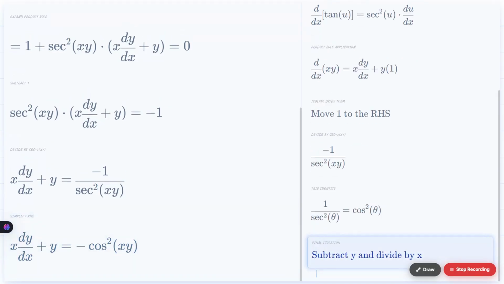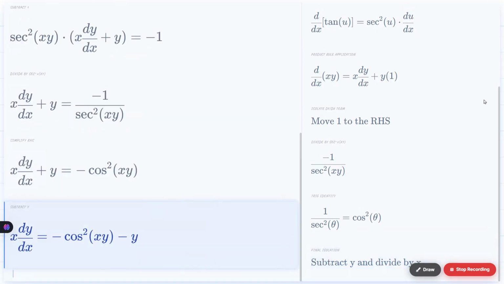We plan to get dy divided by dx all by itself. We do this to find our final answer. We will take away y and then divide by x. We take away y from both sides. We do this to move the y term away from our goal. When we take away the same thing from both sides, the equation stays balanced.